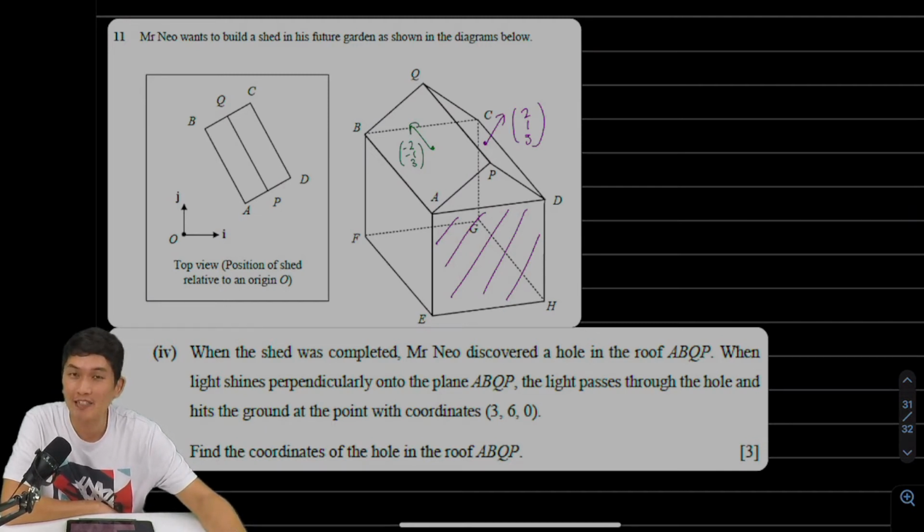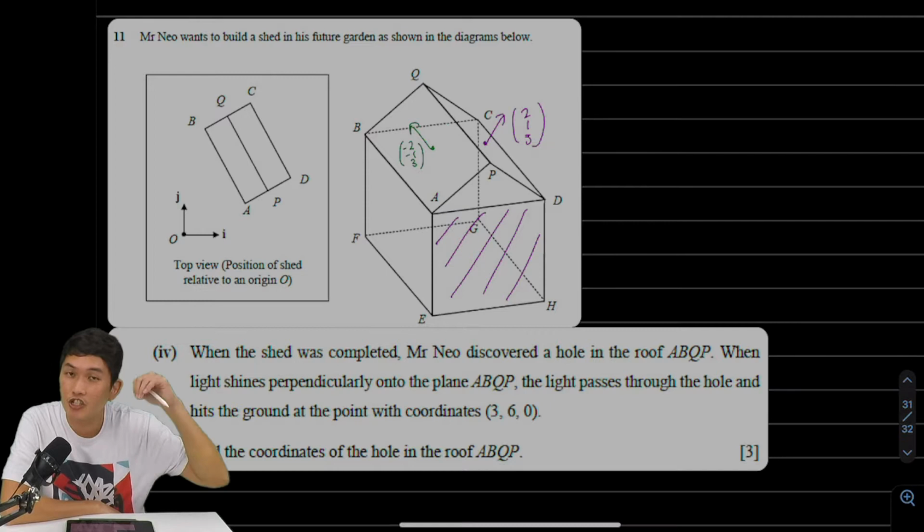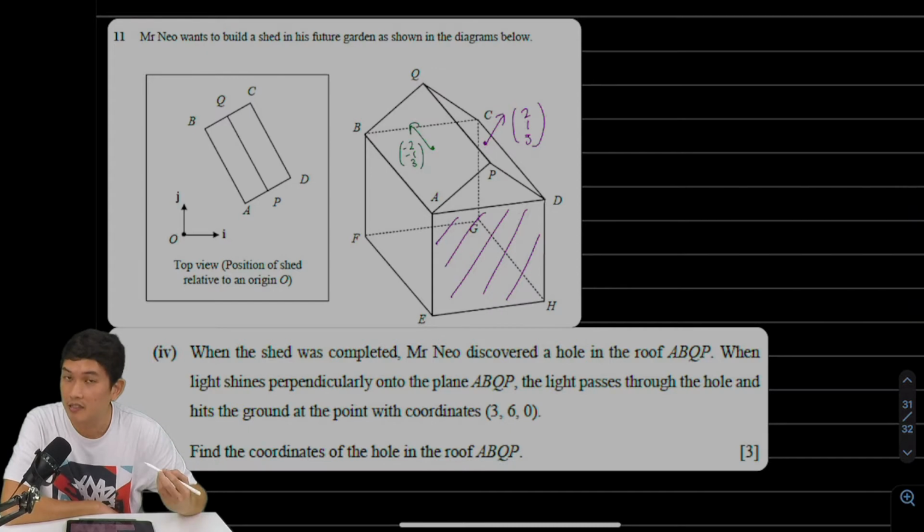So in part 4 it says that after completing the shed, there's actually a hole in the left slanted roof. So somewhere on this left side here there's a hole, okay? And because of this hole, when the sun shines perpendicularly onto this roof, the light ray will actually go through the roof and hit the floor or the ground at a coordinate of (3, 6, 0). Given this information, can you find out what are the coordinates of the hole in the roof?